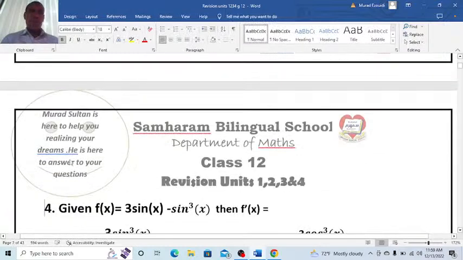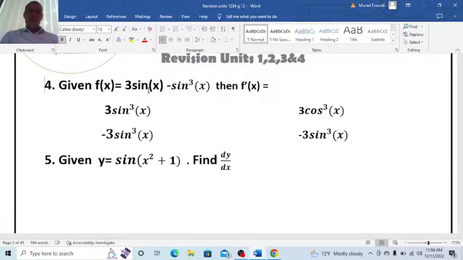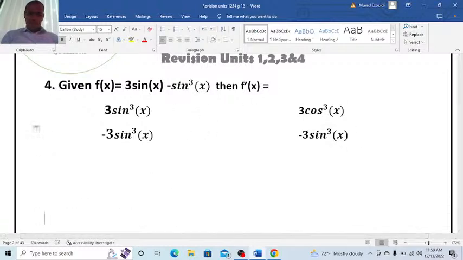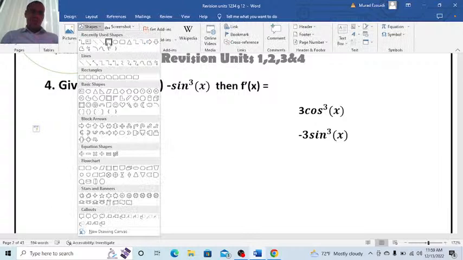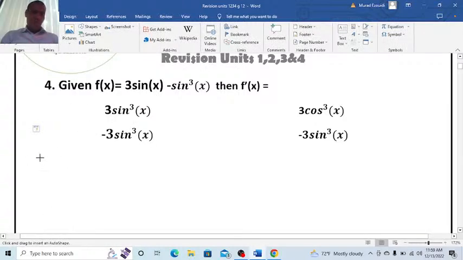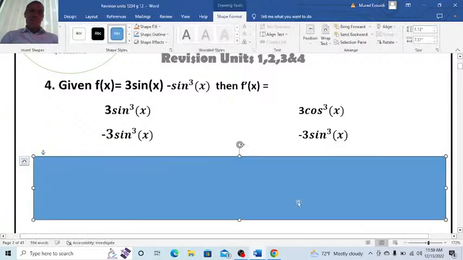Question 4, we have what? Given f of x equals 3 sine of x minus sine cubed of x. The question is find f dash of x, meaning the first derivative of the function. Okay, here my learners, it's easy to solve this question. All the learners, boys and girls, I want you to try at least by yourself till your teacher finishes the explanation.